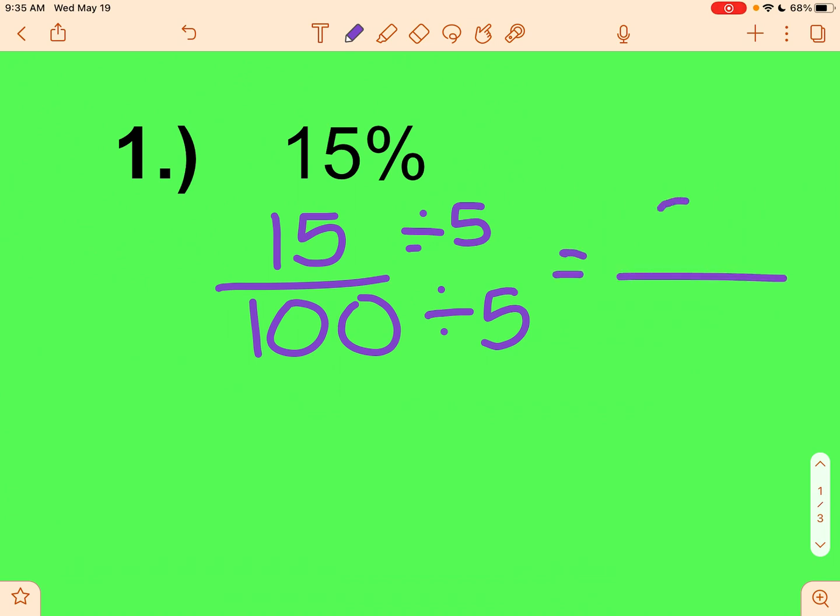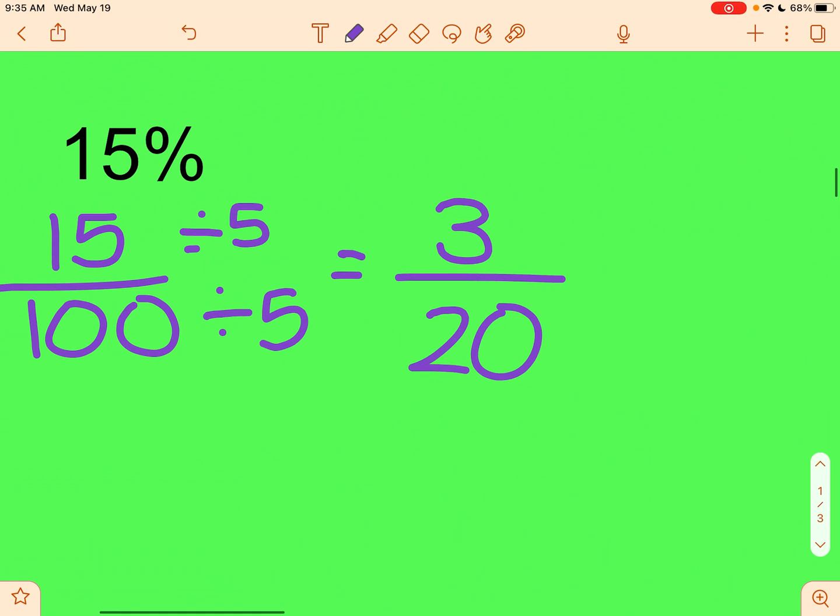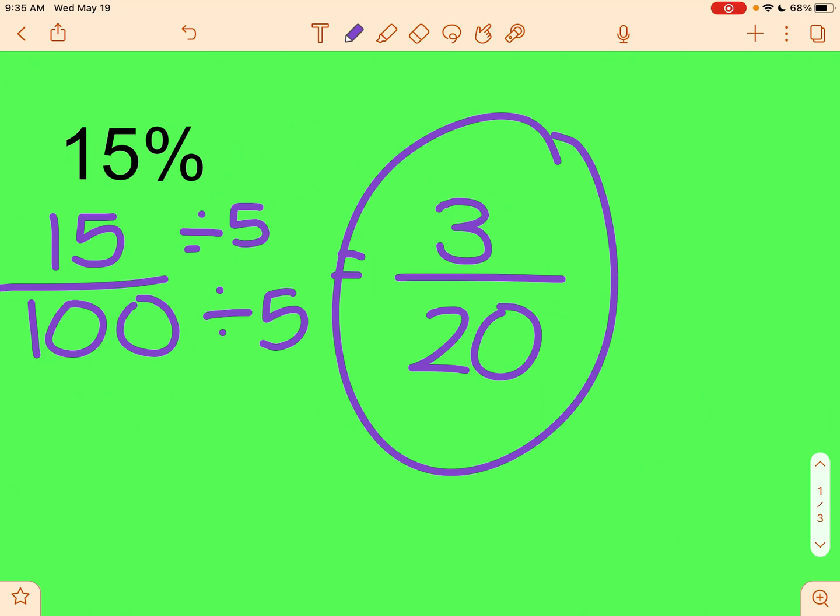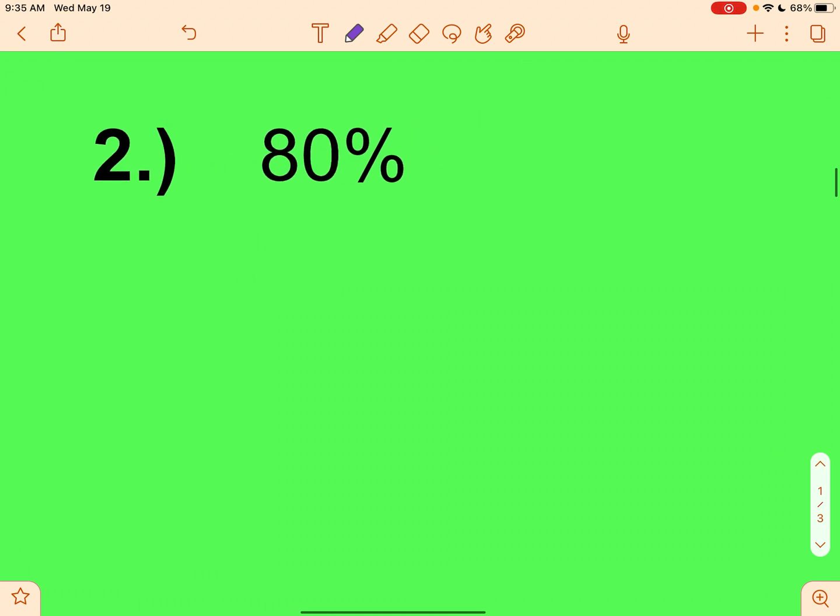15 divided by 5 is 3. 100 divided by 5 is 20. Can we simplify 3 over 20 anymore? We cannot. So this right here is your answer as a fraction. Moving on to number 2, this time we have 80%. We want to write that as a fraction.